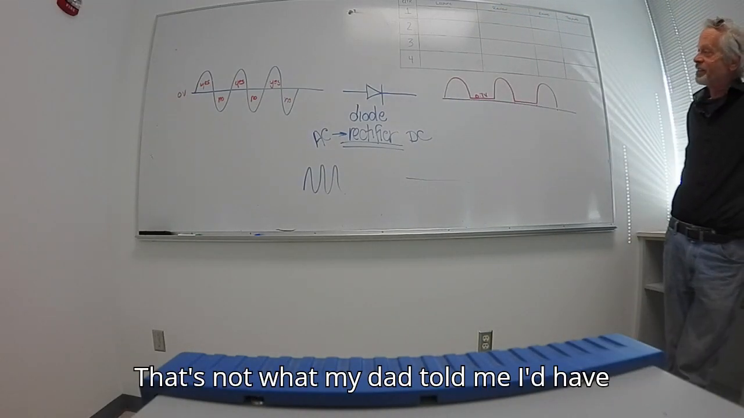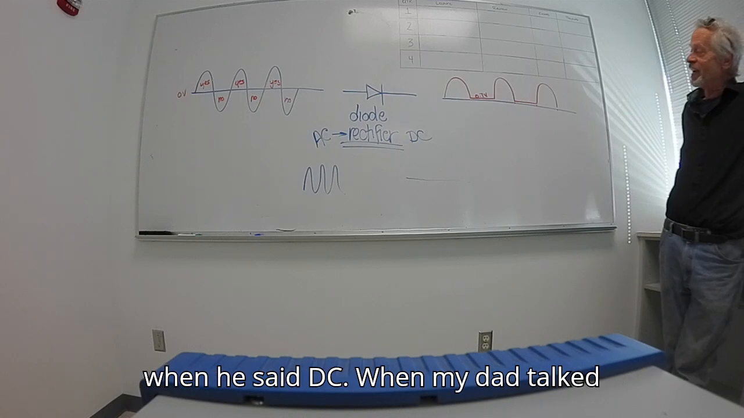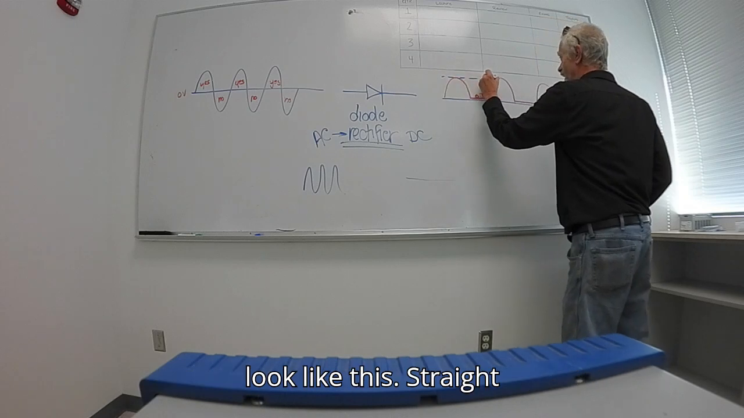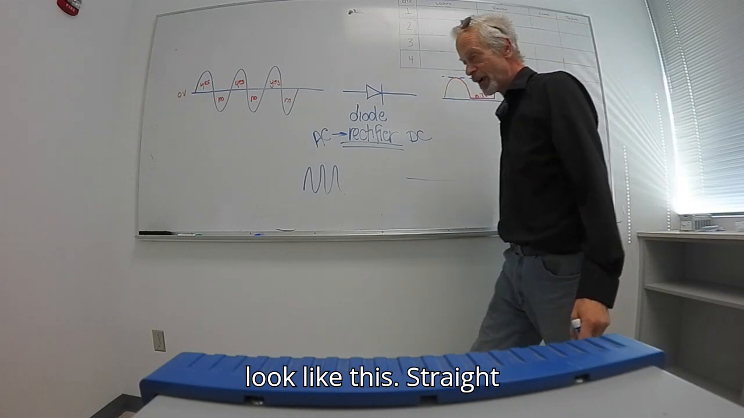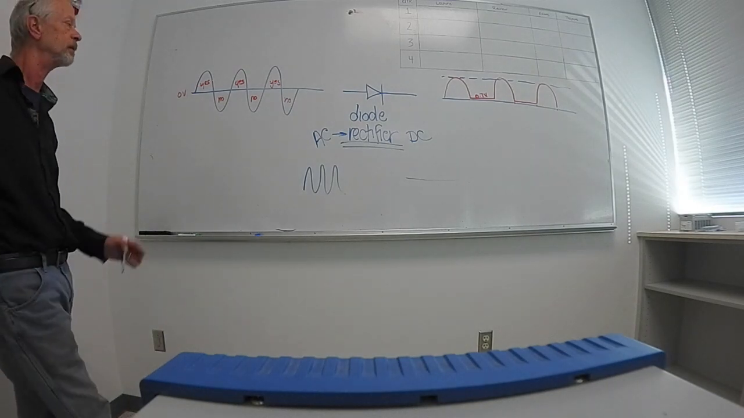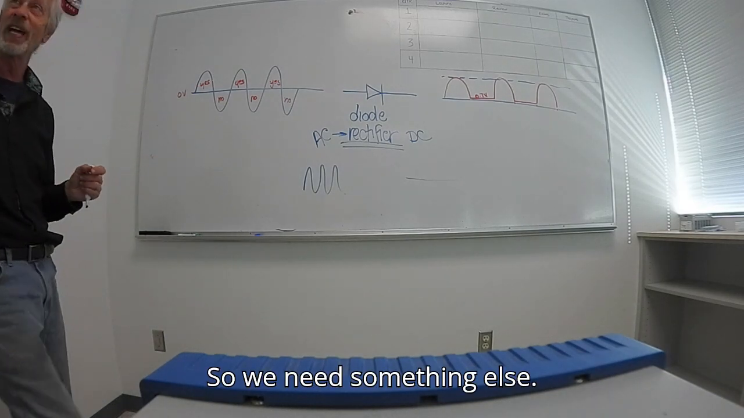That's not what my dad told me I'd have when he said DC. When my dad talked about DC, he always said it was going to look like this. Straight line. How is that a straight line? It ain't. So we need something else.